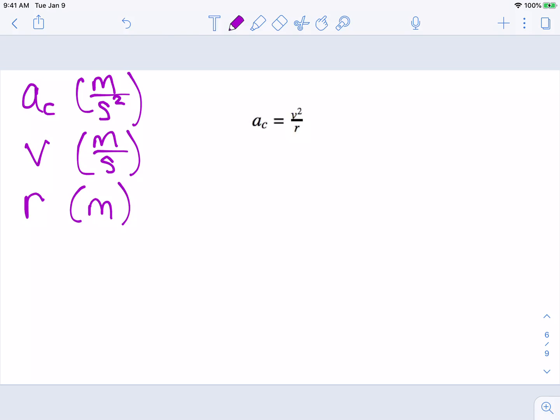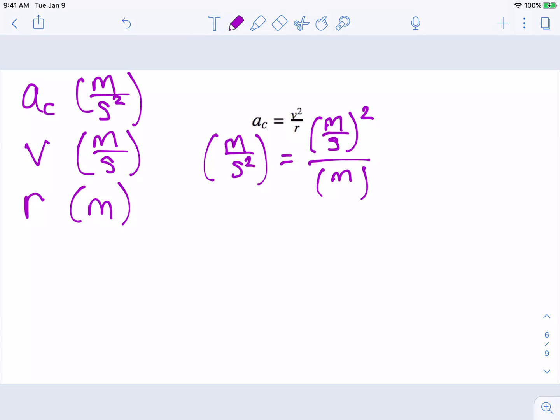So let's go to the equation and see if everything balances out here. On the left-hand side, we have acceleration. So I have meters per second squared. Got it. On the right-hand side, I have velocity squared. So that means in the numerator, I have meters per second, and that unit needs to be squared, divided by the R, and that is just measured in meters.